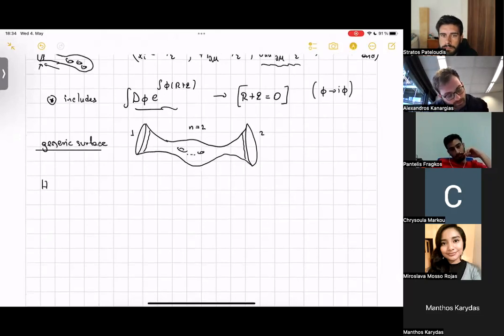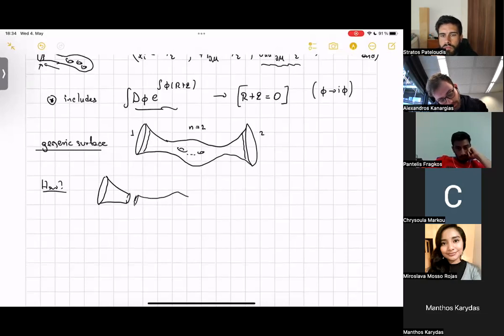And how this is done, what they do in their paper is they do the functional integral in 3 steps.